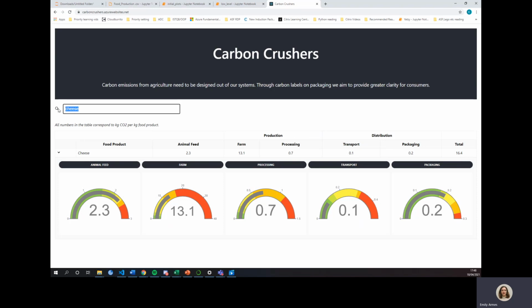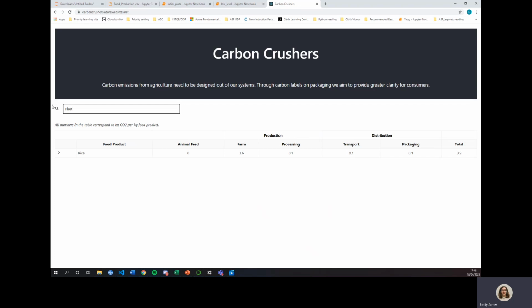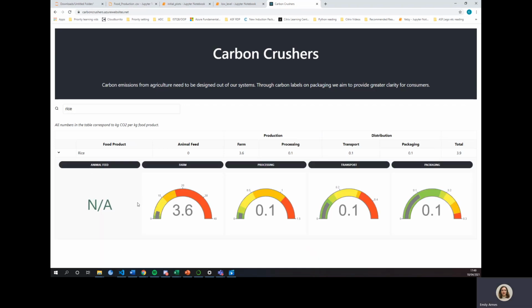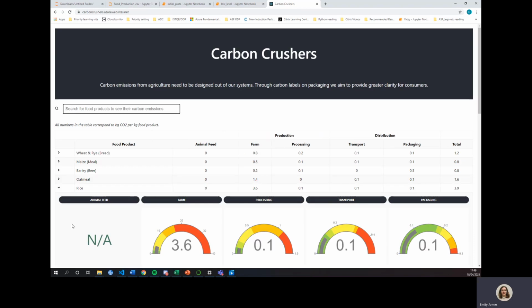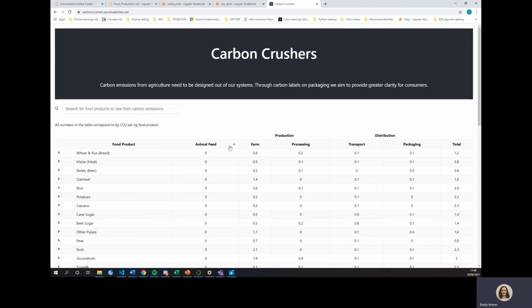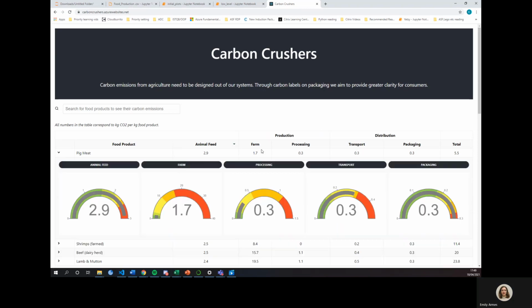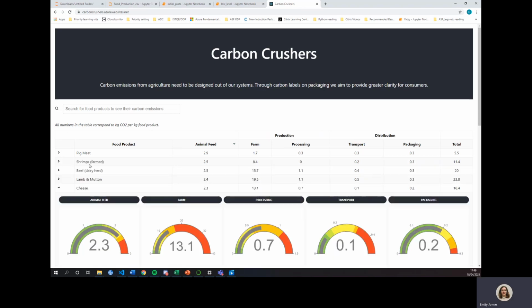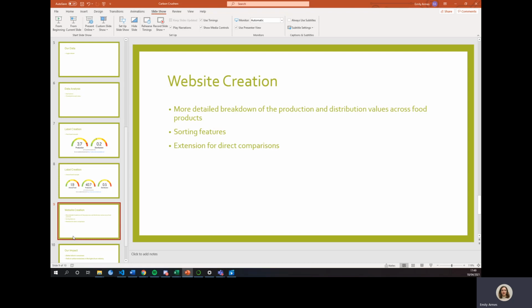Now, if you chose, you could also do this for plant-based products, and it wouldn't show animal feed. You can also just look at all products and sort by any of these. We would hope to expand this in the future by showing different types, extending the different types of food products, and also having different brands and different sources of those food products.